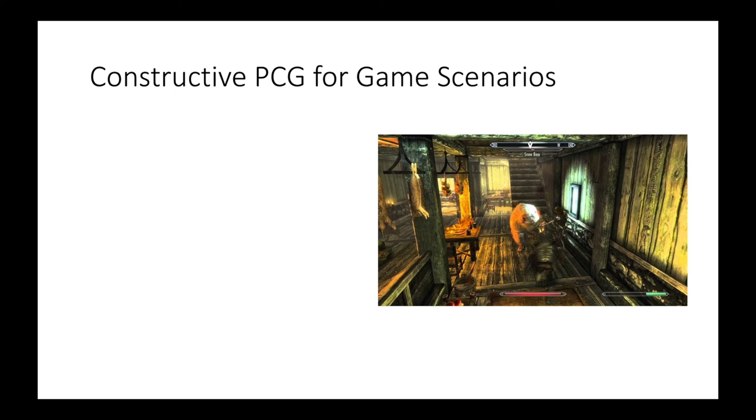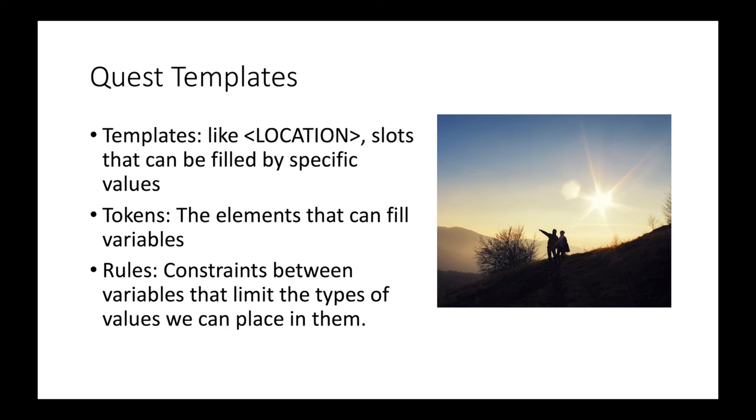So that brings us to constructive PCG for game scenarios. So these are the game stories, game quests, things like this. Now, notably, this is much the same. We don't have noise here. We don't have these nice general functions that can be used to represent things like spaces or organic material, et cetera, et cetera. But we can do the similar thing with templates. So quest templates tend to look like having location, for example.